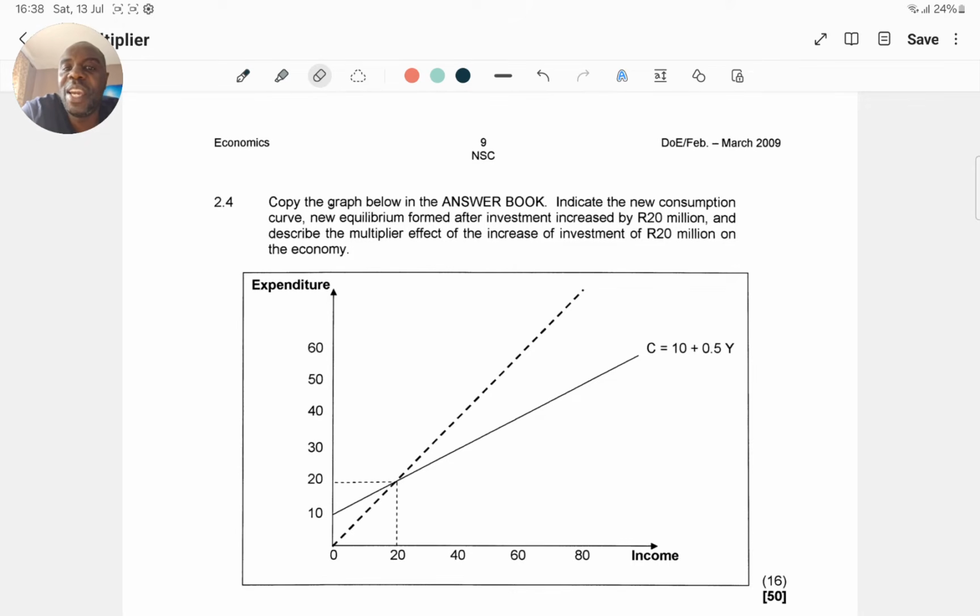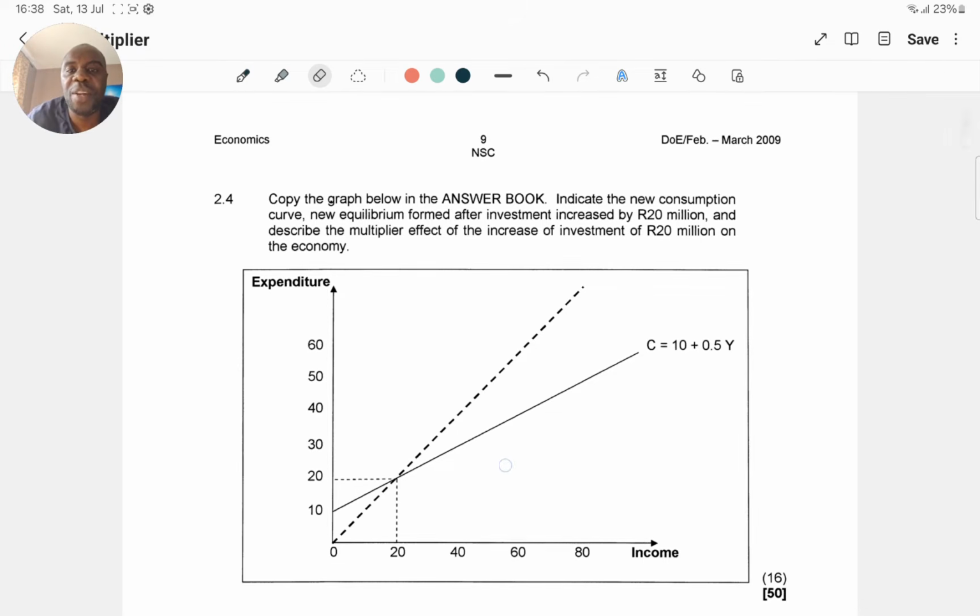Today we are going to be looking at the multiplier, grade 12 economics. This is one of the topics that learners do not usually do very well in. So what are our lesson objectives? By the end of this lesson, you should be able to define or briefly describe what the multiplier is, calculate the size of the multiplier, as well as graphically represent the multiplier.